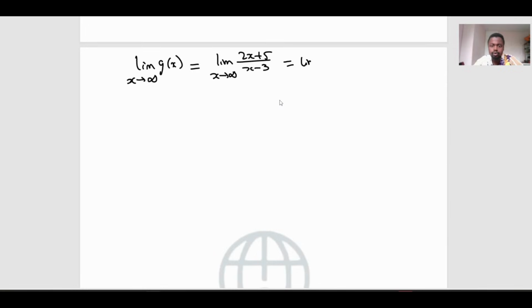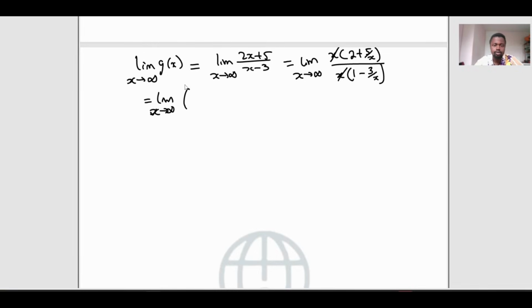What you do to find the limit as x approaches infinity is factorize x out at the numerator and factorize x out at the denominator. So in this case, x is going to cancel x. So you have the limit as x approaches infinity of 2 plus 5 over x, over 1 minus 3 over x.